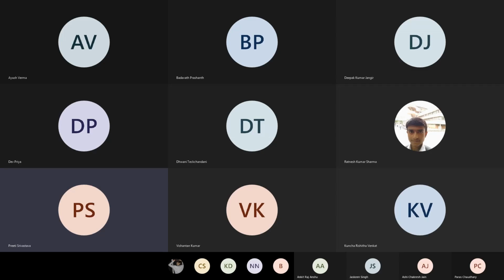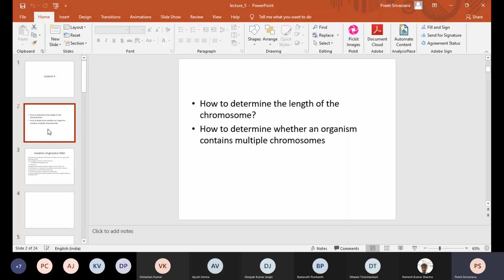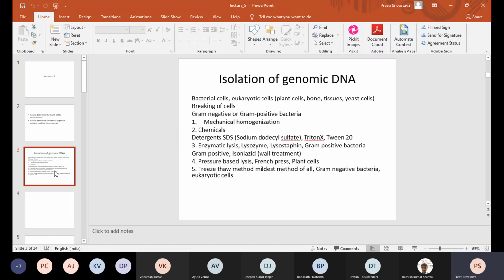Determine the length of the chromosome and how to determine whether an organism contains multiple chromosomes. So then we started with isolation of genomic DNA.